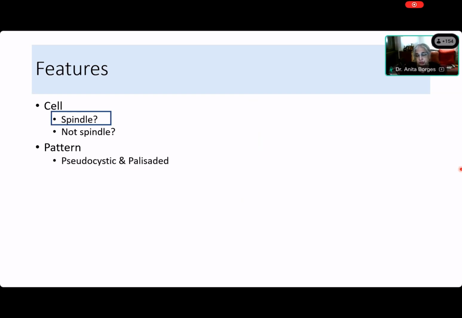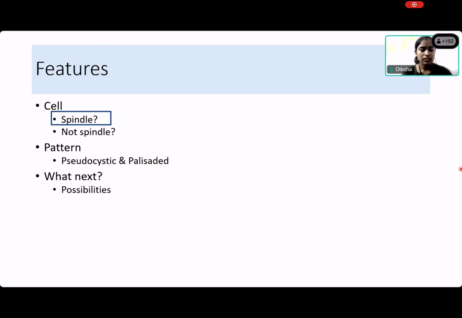You have to notice that this is pseudocystic. Yes, it is pseudocystic and palisaded. So now what next? You've seen the spindle cells, and you've seen that they are pseudocystic and palisaded. Now we have to come to some interpretation. Interpretation means we have to think of possibilities. So what are the possibilities?